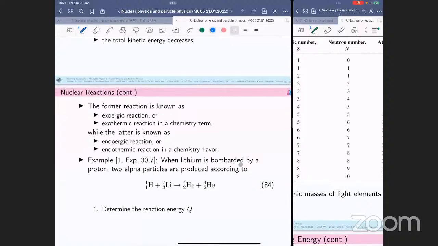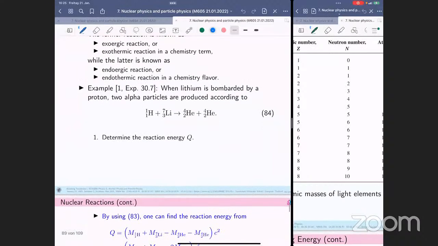One example is lithium, right? Lithium is bombarded. Lithium is hit by a proton. This is the hydrogen nucleus, without electron. There is no electron, and you just accelerate the proton. Let me write down how it's going.